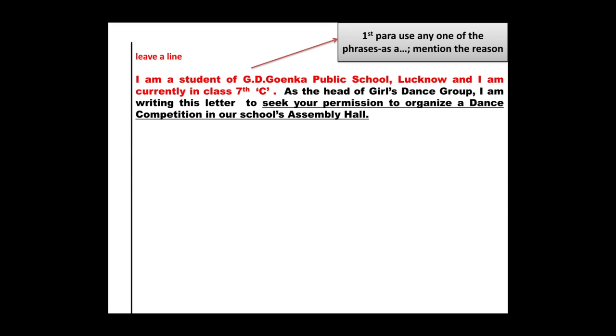Coming to the body, we start like, I am a student of GD Goenka Public School, Lucknow, and I am currently in class 7th C. As the head of girls dance group, I am writing this letter to seek your permission to organize a dance competition in our school's assembly hall. So, this is how you are going to start the first paragraph of the body to write the letter to your principal. This is the first paragraph.